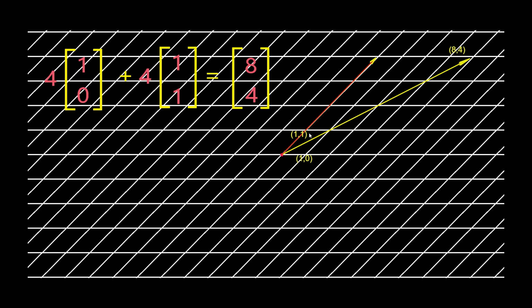So I need to know where the basis vectors transform to, to know where the transformed vector will land. My matrix for this vector transformation will be 1, 1, 0, 1. So let's try to see another example.